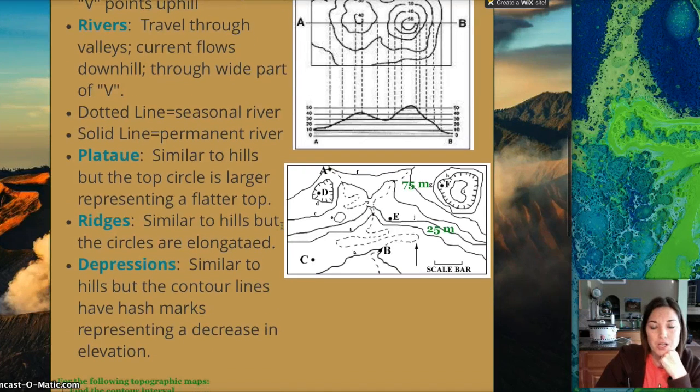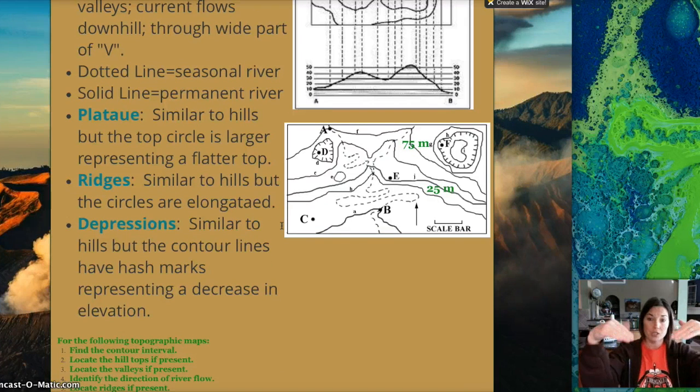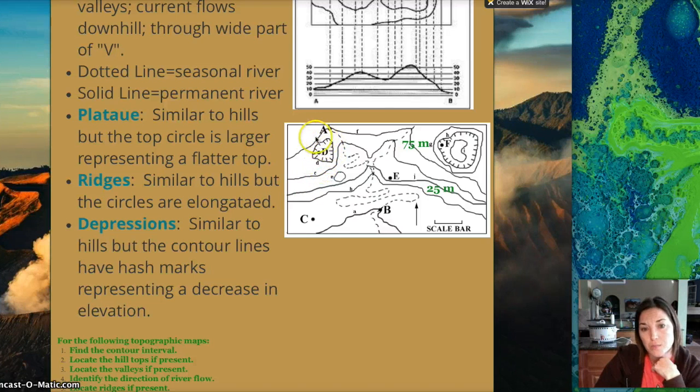And then a depression is like a hilltop, except going up, the depression is going to go down in elevation. So you can recognize a depression when the contour line has these little hash marks on it. That represents the elevation going down or decreasing in elevation. So here we have 25 meters and here's 75 meters. So the contour interval is going up by 25. So this is a 50-meter line, 75-meter line, the 100-meter line.